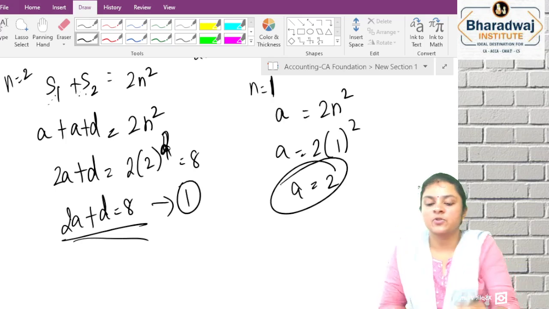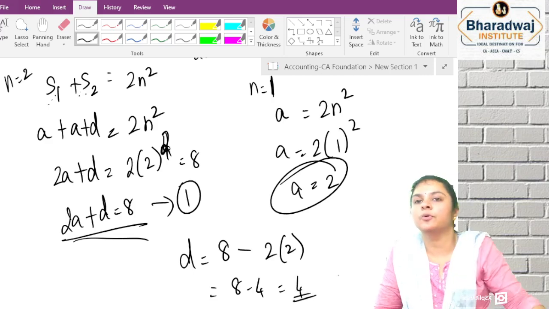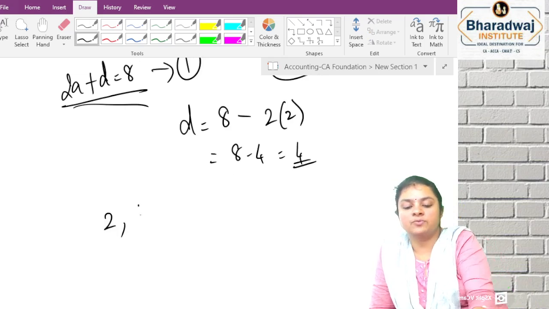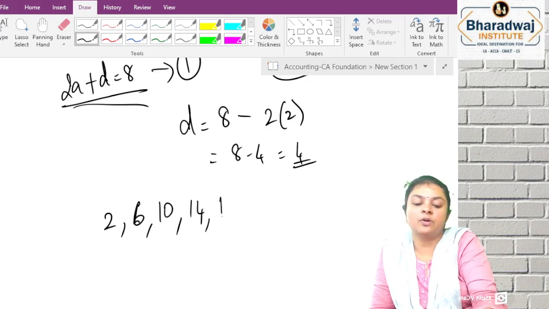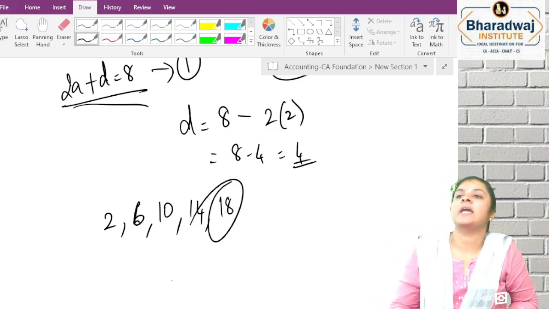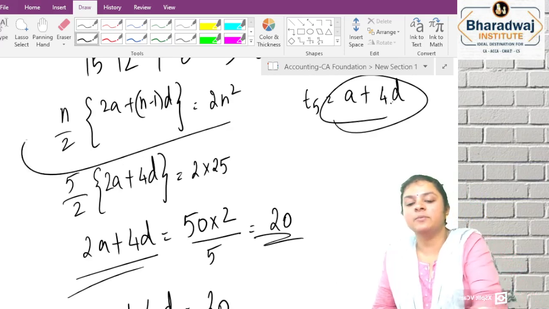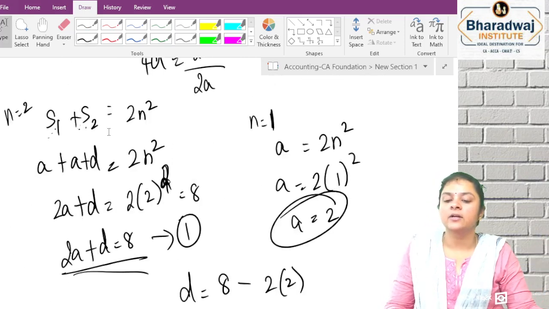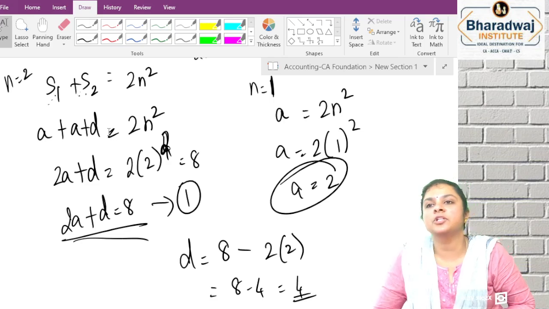One step over. So, now you get d is equal to 8 minus 2a, which is 8 minus 4. d is equal to 4. So, now your AP becomes 2, then 2 plus 4 is 6, 6 plus 4 is 10, 10 plus 4 is 14, and 14 plus 4 is 18. So, the fifth term is 18. If you go by the actual sum of n terms formula, substituting in the equation, it would keep going on. So, instead, look for a shortcut, substitute any value that is possible, and try to solve.